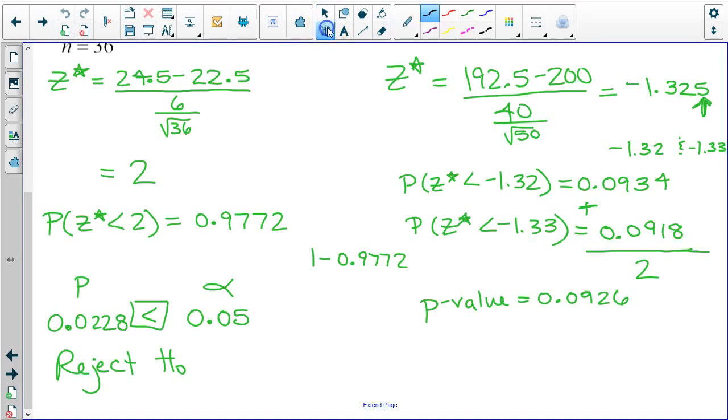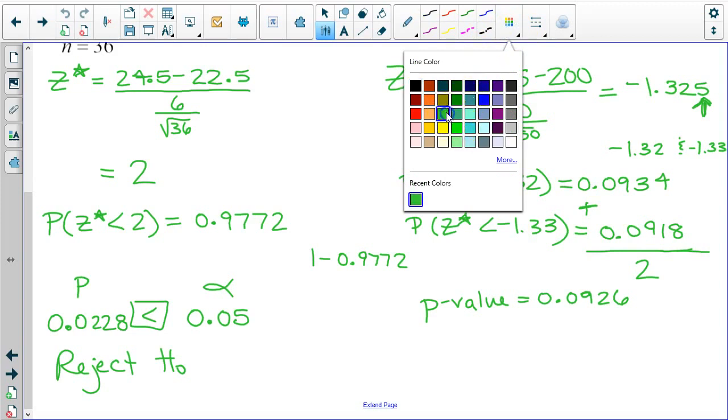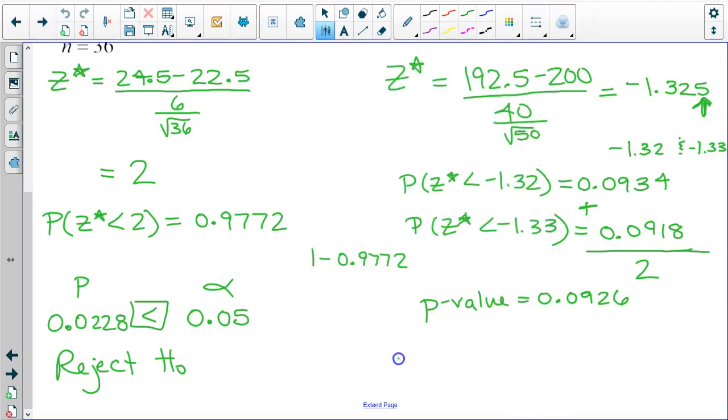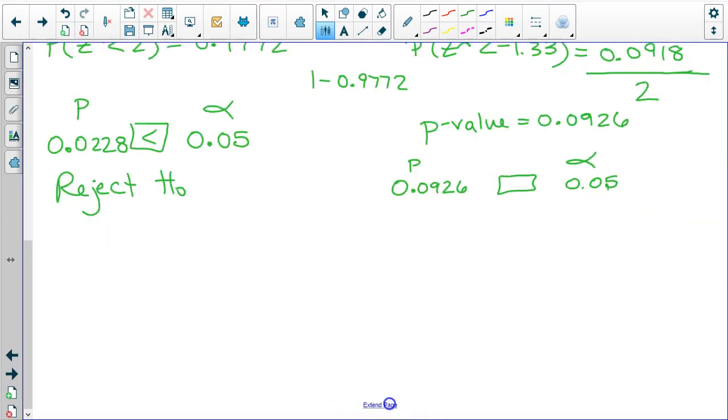All right, did you check those probabilities from the chart? Well, probabilities, not z-scores. So what does that tell me if the p-value is 0.0926? So I'm going to put 0.0926. We always put the p-value first. Then we put a box. Then we put alpha, 0.05. And what goes in the box? 0.09. That is greater than. So we fail to reject the null.